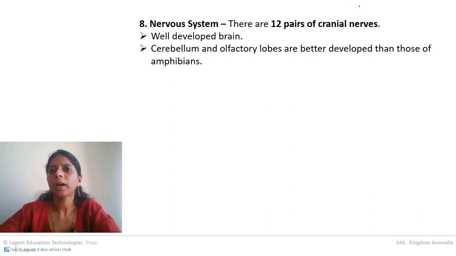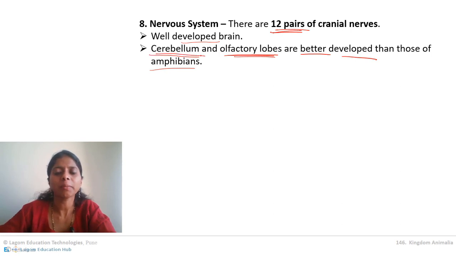Now they are the ones who show 12 pairs of cranial nerves. Reptiles onwards, all advanced animals show 12 pairs of cranial nerves. Well developed brain and olfactory lobes. Olfactory lobes means sense of smell. Sense of smell is better developed as compared to amphibians. Understanding, even the cerebellum, which is part of the brain, is also well developed.